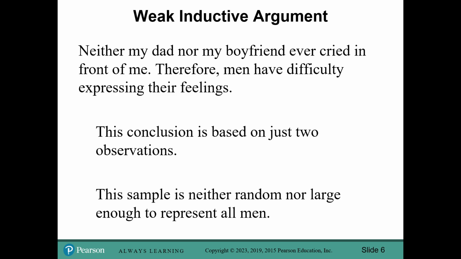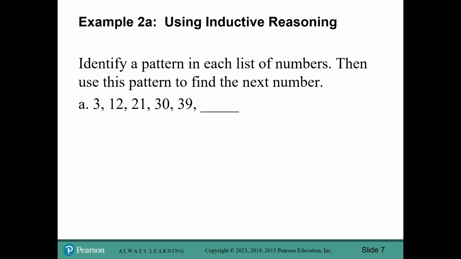A weak inductive argument. Neither my dad nor my boyfriend ever cried in front of me. Therefore, men have difficulty expressing their feelings. This conclusion is based on just two observations. This sample is neither random nor large enough to represent all men. That is why it is a weak inductive argument.